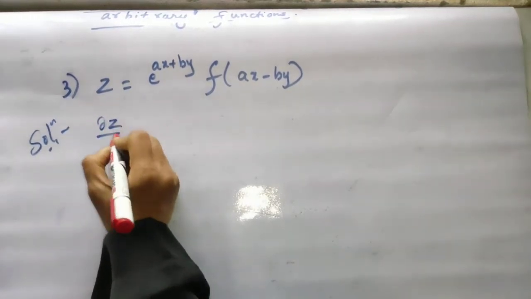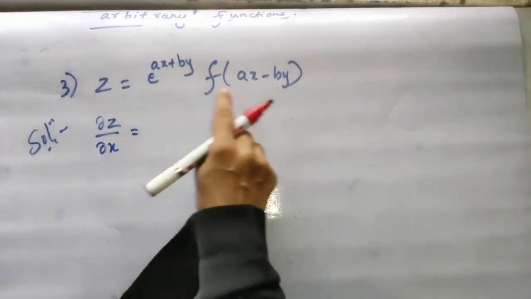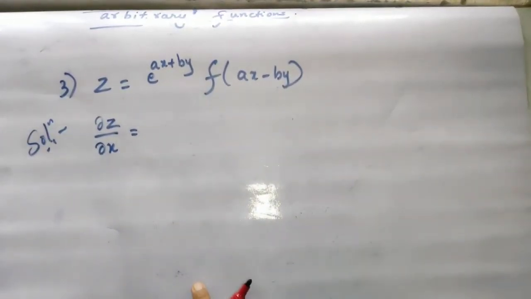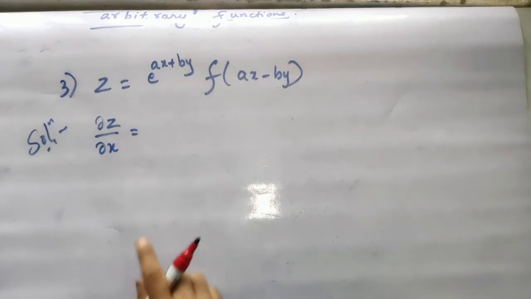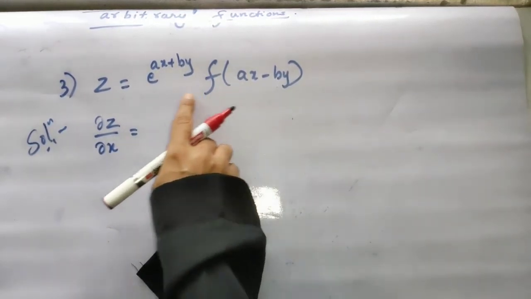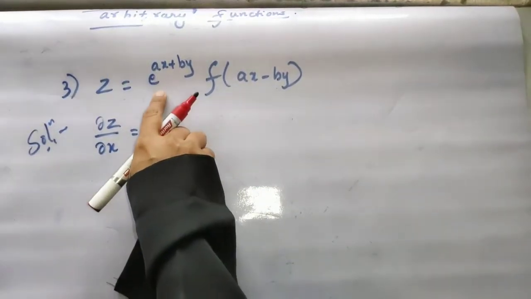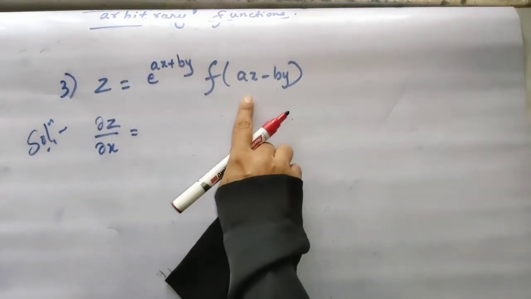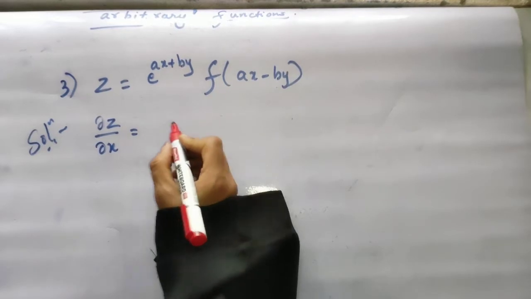Okay, so ∂z/∂x will be, see here there are two arbitrary functions. First the exponential and the function f. So we have to eliminate both. And while we are differentiating we have to use the u into v rule here. First I will consider the exponential function derivative and consider the other part as it is, u into v rule. Okay, I hope you can understand.